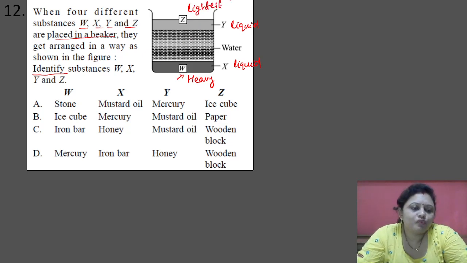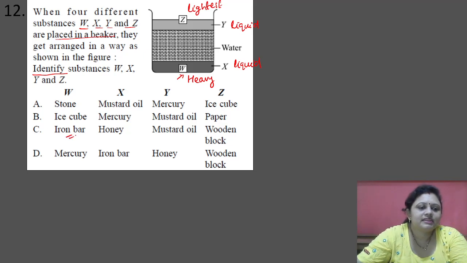So what could be the option? W, that is heavy, could be the iron bar. Yes. Then honey could be X, which is heavier. Mustard oil could be Y, which is lighter.